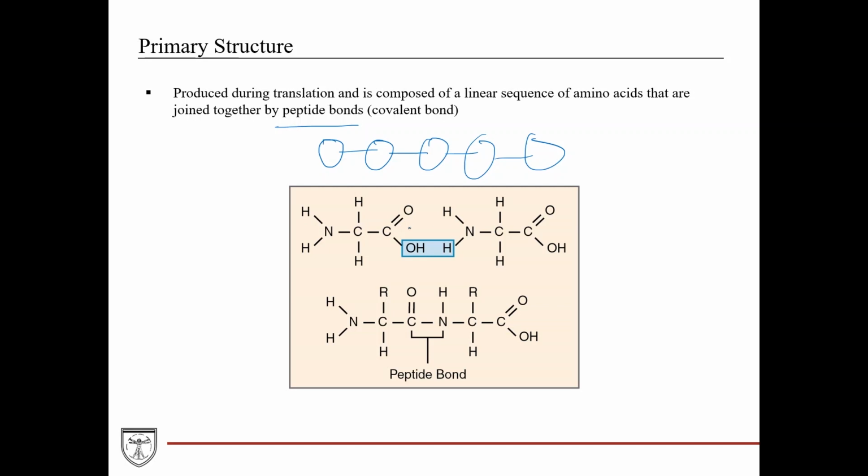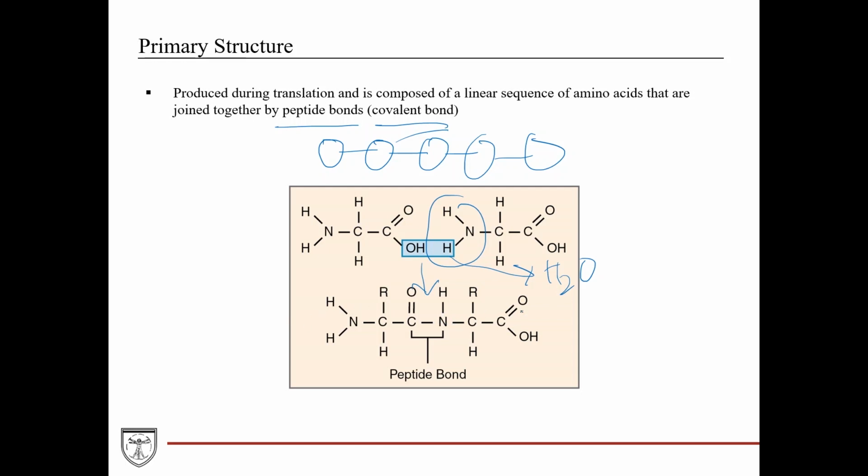So you have 2 amino acids here. You have the carboxylic acid group here, which is joining with the amine group here. And as you can see here, you essentially remove a water, so an H2O. And then you form here the peptide bond, which is a covalent bond, as we say here, between the carbon in the carboxyl group and the nitrogen in the amine group.